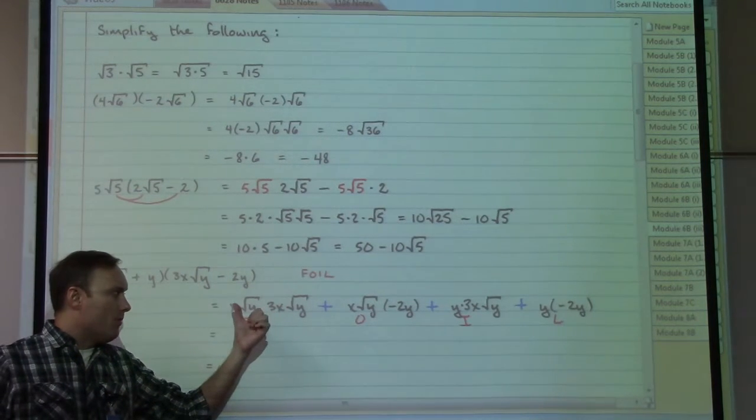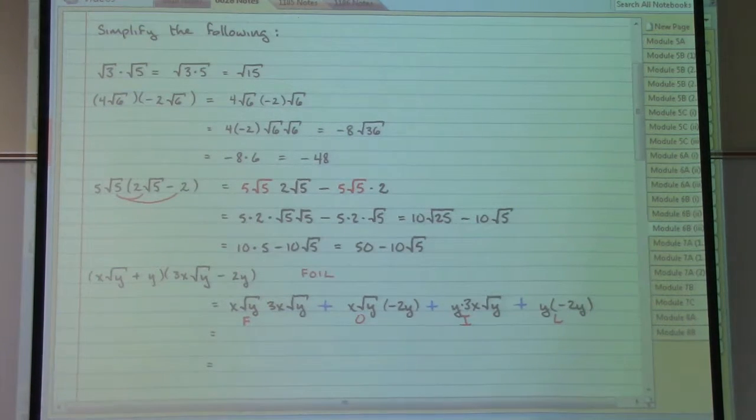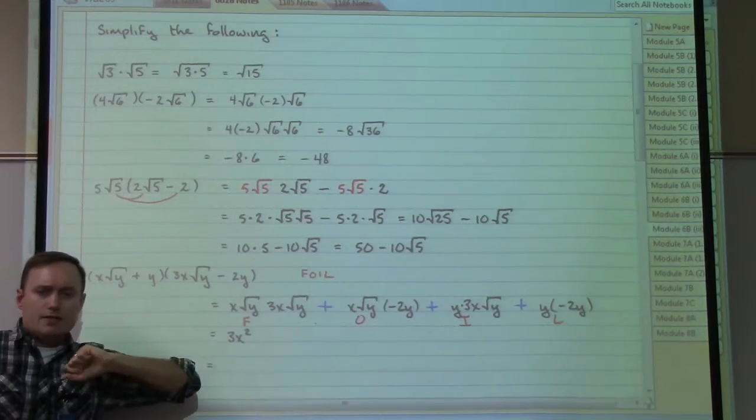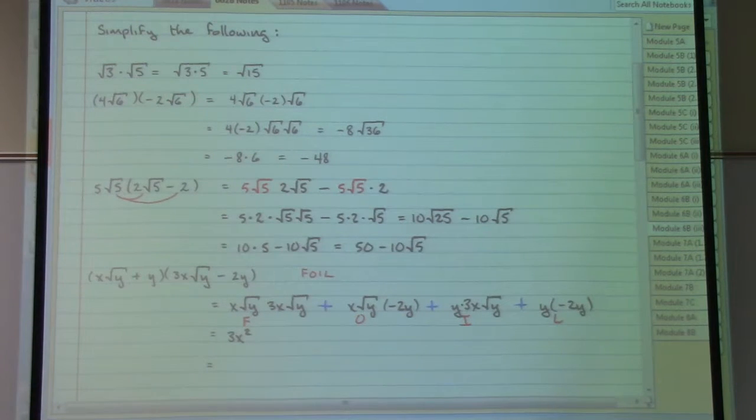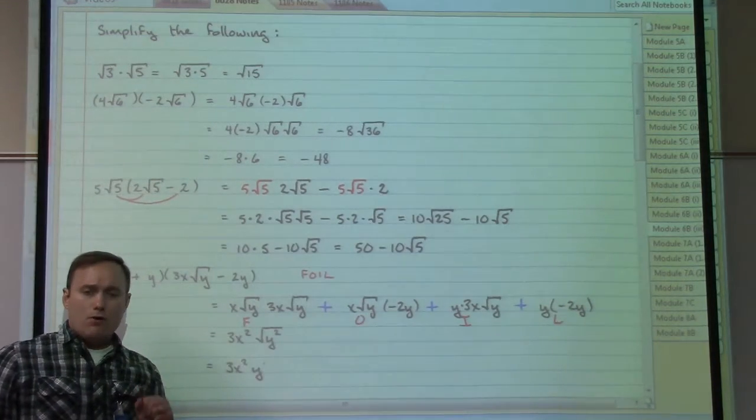So we would have a normal x, a normal 3x that we could put together to give us 3x squared. We would have the square root of y times the square root of y that we could put together as the square root of y squared, and immediately realize that that could be unlocked so that we had, I'm going to write that a little bit neater, 3x squared times a normal y. Square root and power of 2 unlock each other.